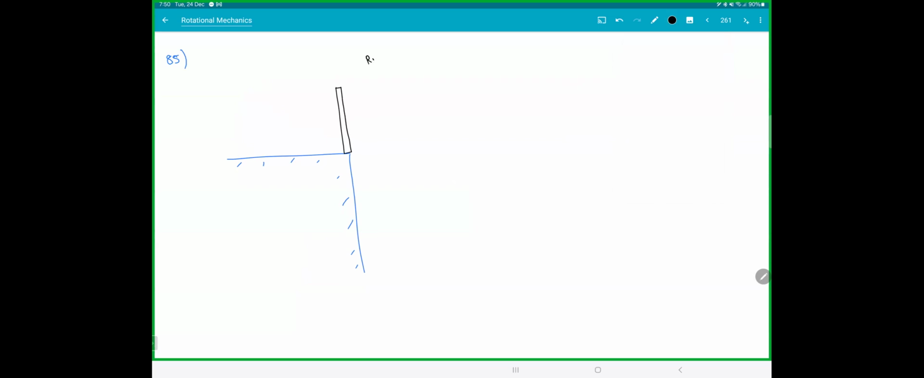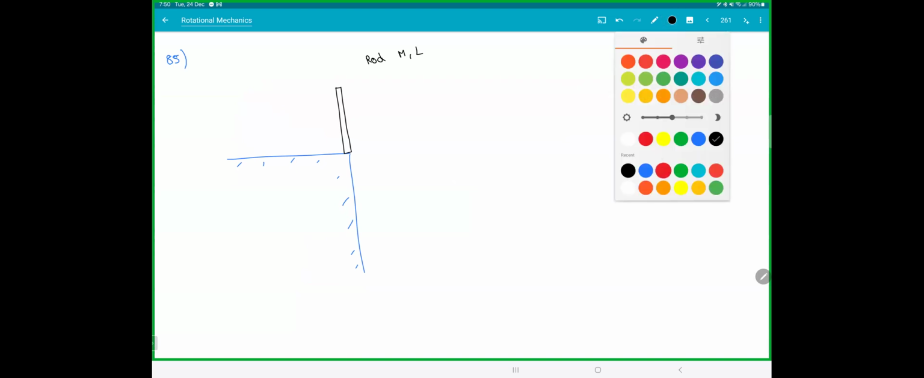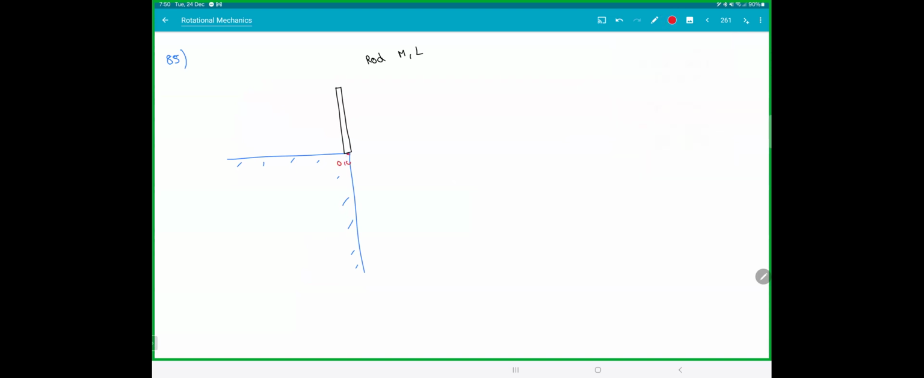We have a rod here, mass m, length l. Consider this point as origin, this point as (0, L), and this is point A. Now what you did, you gave an impulse J here, from the center of mass at a height of L by 3.